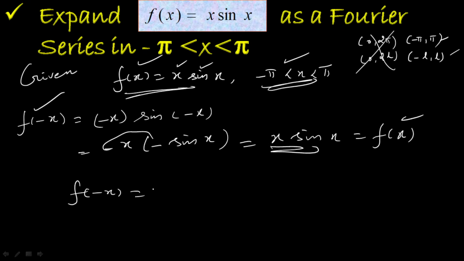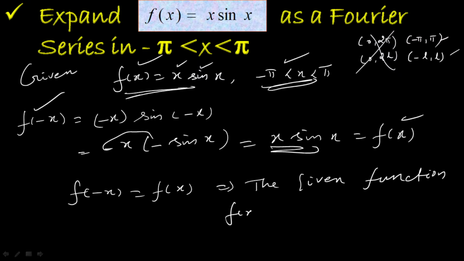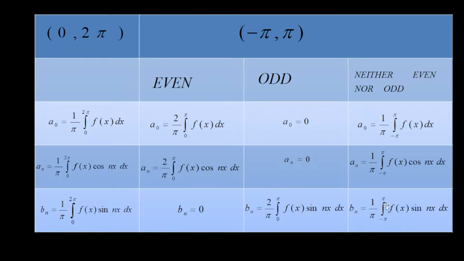That is f(-x) equal to f(x), which means the given function f(x) is an even function. If it is an even function, you know the Fourier series representation of the given function. So let me show you the table. Leave this, this is for 0 comma 2 pi. If it is under minus pi comma pi, we have three cases: either it may be even or odd, or neither even nor odd. Now we are under this category, the given function is of even type. So we calculate only a naught and an. The bn value immediately becomes 0, isn't it?